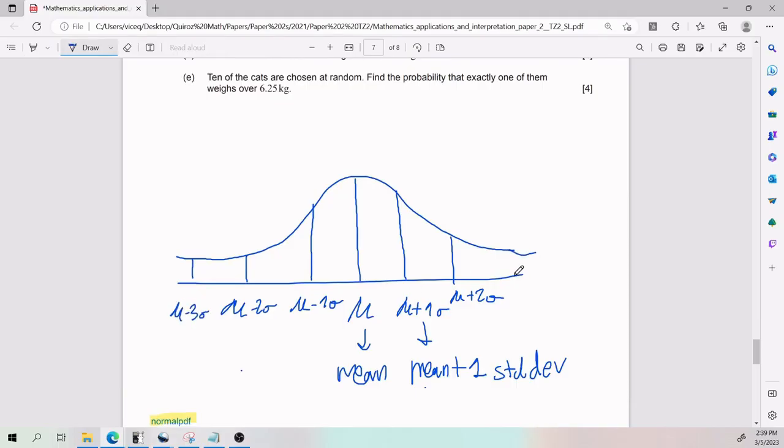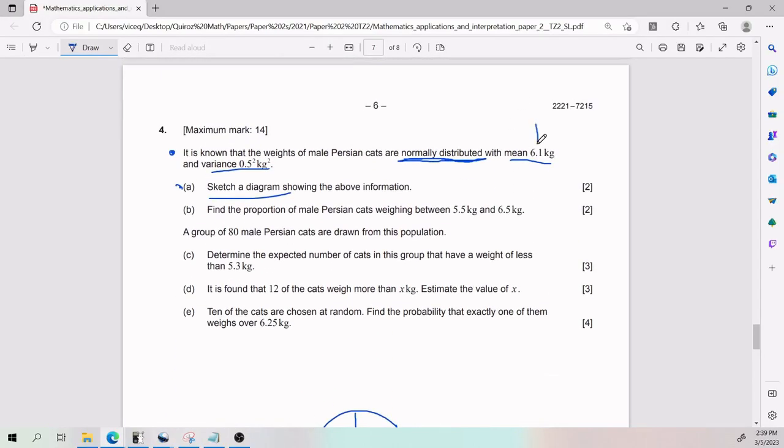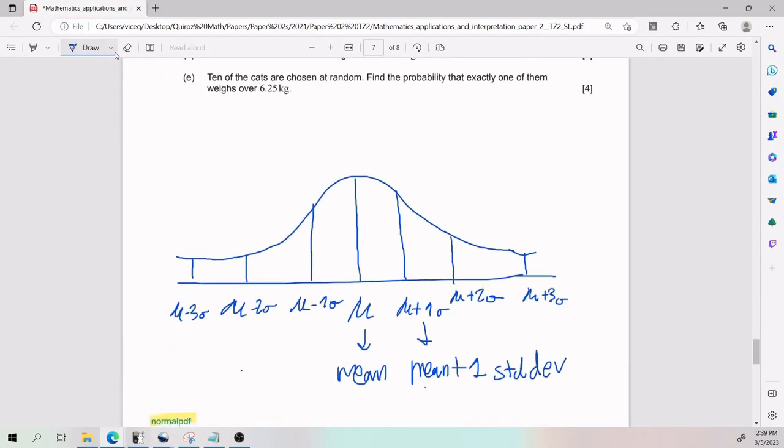And so, there it is. So this is sort of like my base for sketching it. And my next step is filling in these numbers. So what is my mean? Well, they told us that the mean is 6.1. So I'm going to do it in red. This mean right here is going to be 6.1.